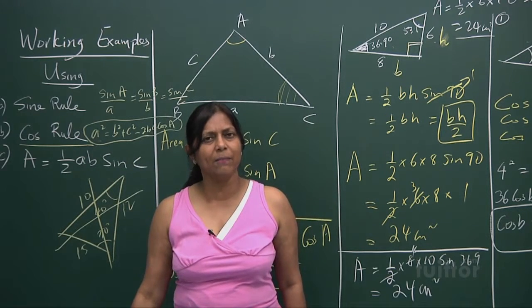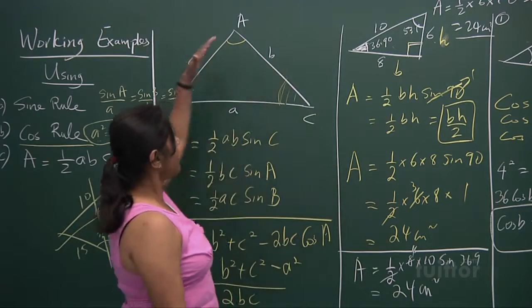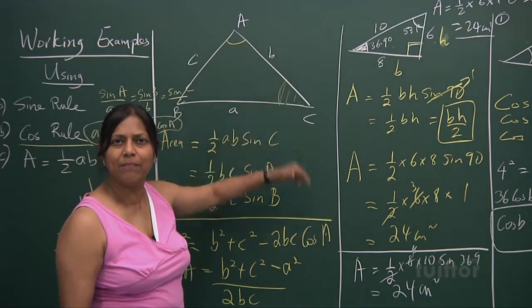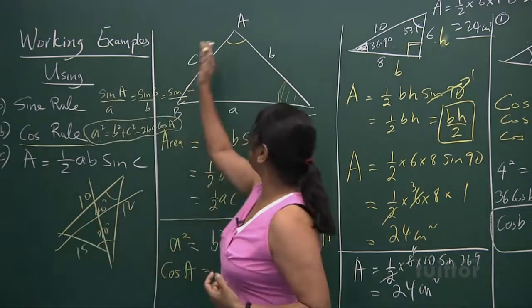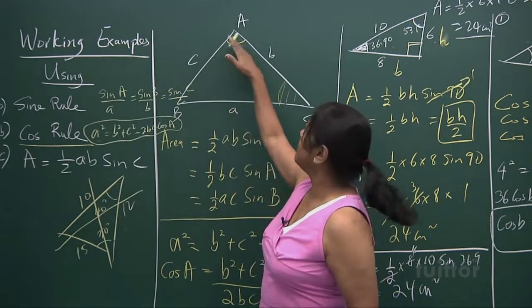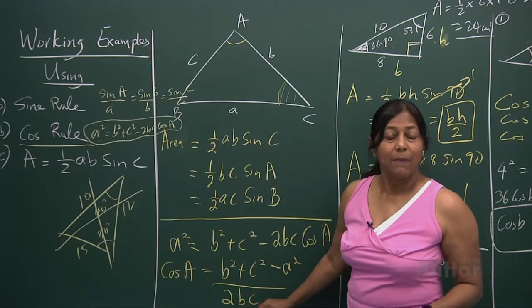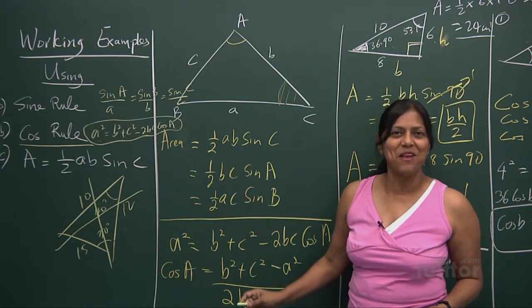What it is all about. It is AB, the angle between them. If you use BC, the angle between them. So these are little things that make a difference in your maths.